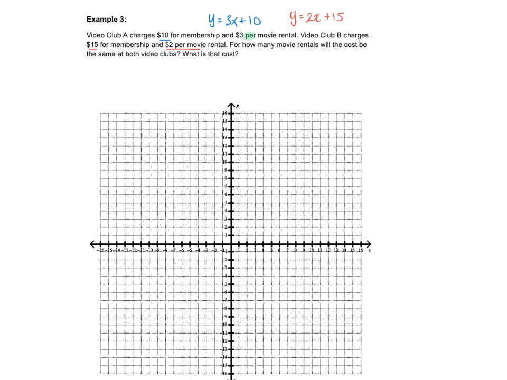So graph my first line. I begin at 10 and I go up 3 over 1, and up 3 over 1. Okay, for y equals 2x plus 15, I begin at 15, and I can go up 2 over 1, or I can go down 2 to the left 1, down 2 to the left 1. Continue that pattern. Looks like I'm going to have to continue my blue line as well.